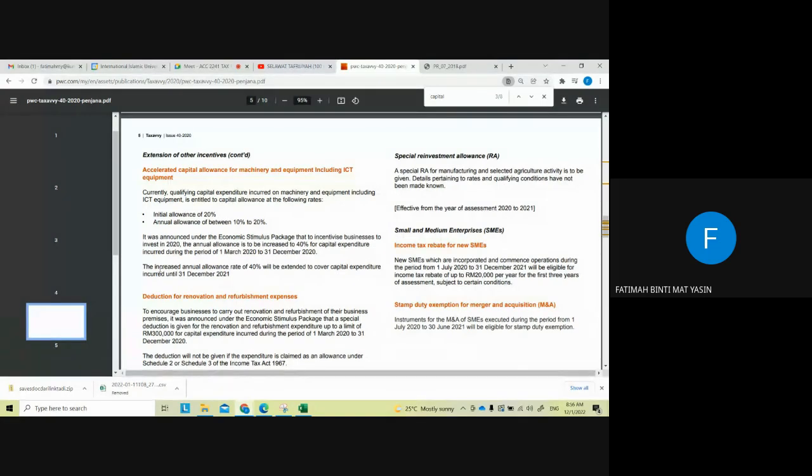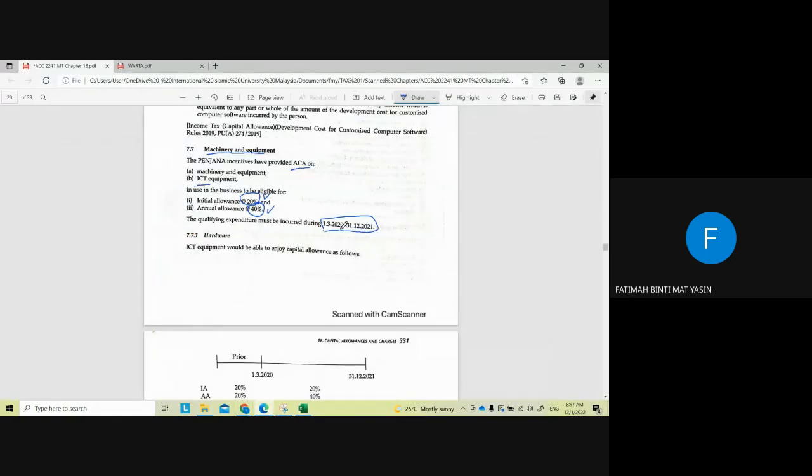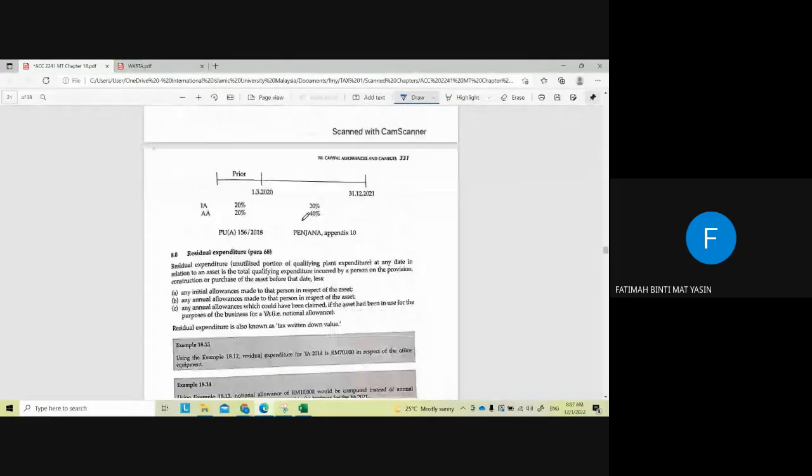The increased annual allowance rate of 40% will be extended to cover capital expenditure incurred until 31st December 2021. So if the company acquired the asset during this period, which is 1st March 2020 until 31st December 2021, the company can claim the annual allowance of 40% for that asset, provided the asset is under the category of machinery and equipment as well as ICT equipment. So this is the latest one. You can read this one on your own.